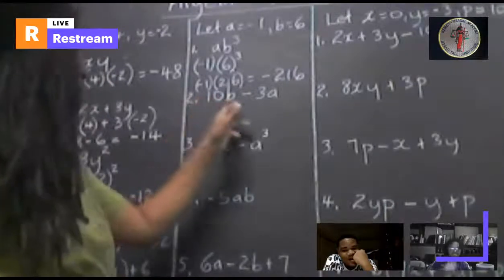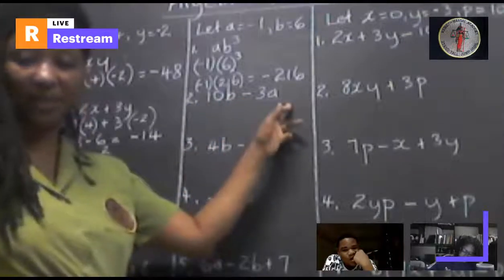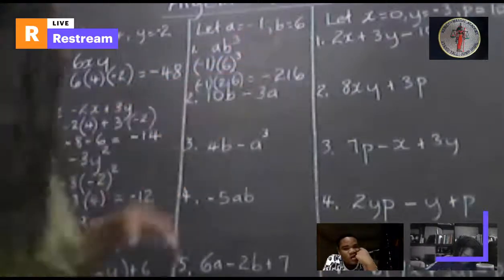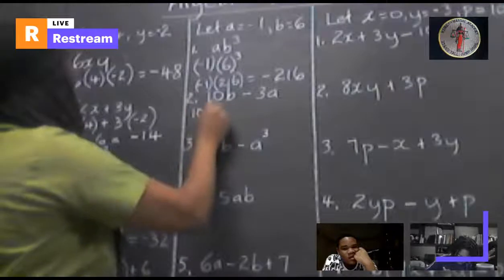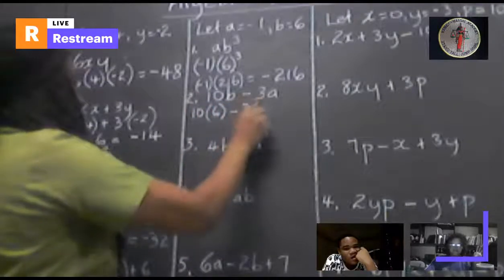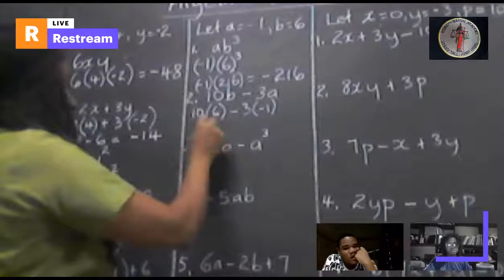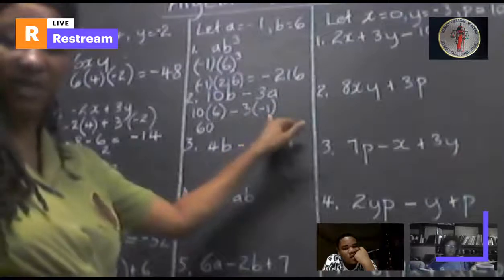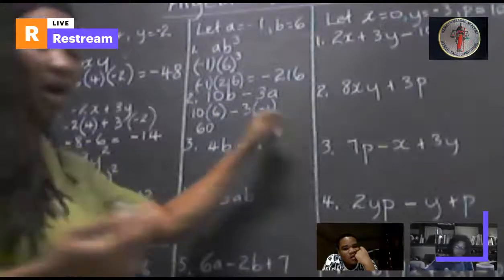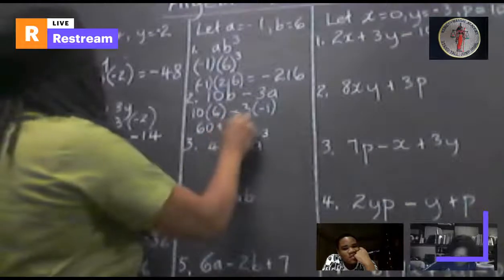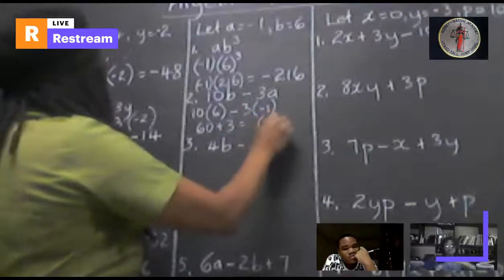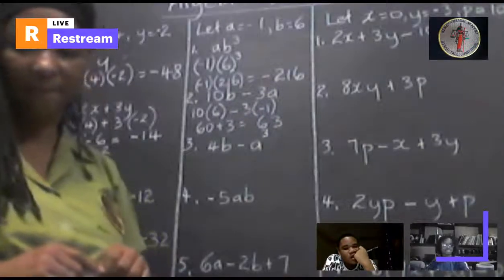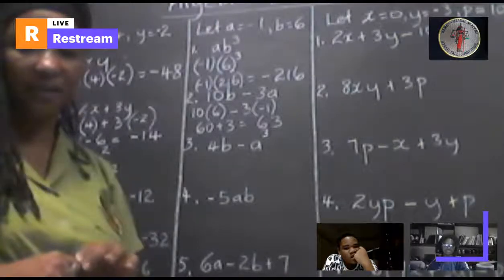Number 2 says 10b minus 3a. Since a is negative 1 and b is 6, 10b would be 10 times 6 minus 3 times negative 1. The 10 times 6 is 60. And negative 3 times negative 1 is positive 3. And 60 plus 3 is 63. Okay, so we're good.